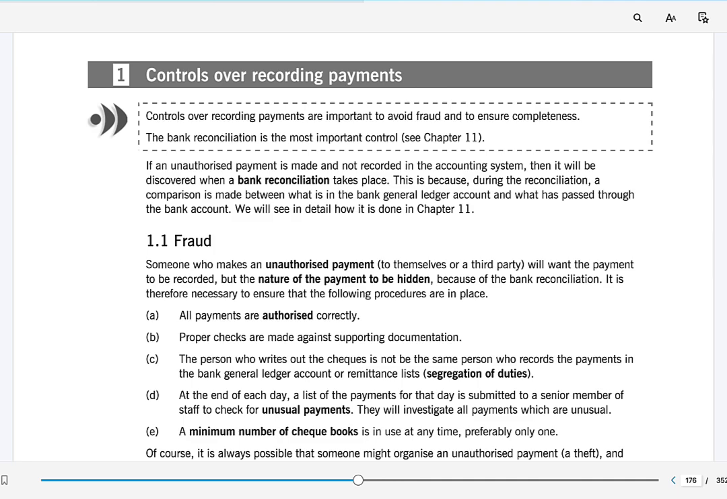Example 2. Paying the wrong amount. An invoice total is calculated wrong. The business overpays. How do controls prevent this? The invoice is reviewed. The calculations are checked. The payment is authorized by someone senior.